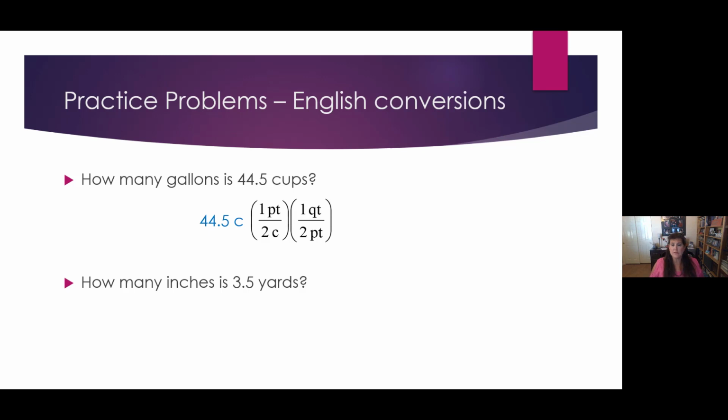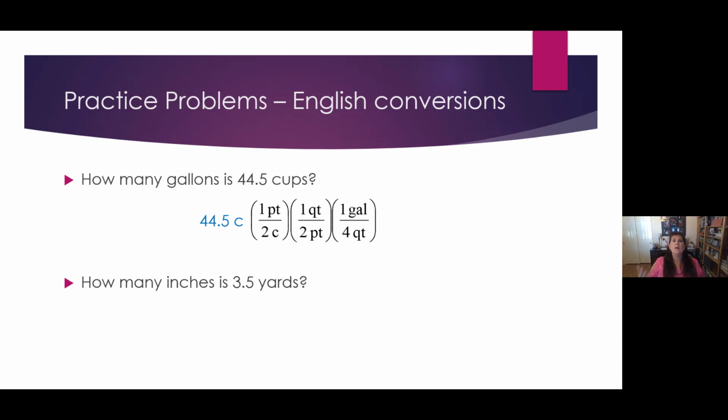What do we know about quarts? Aha, 4 quarts in a gallon. Will the 4 quarts be on top or bottom? On the bottom, right? So 4 quarts on the bottom, 1 gallon on top. Notice gallon is G-A-L, not a G. G is for grams. So G-A-L is correct. All right, so now quarts cancel and we have gallons. Are we done? Yes, we're finally done after 3 steps. We have gallons. So let's grab our calculators.